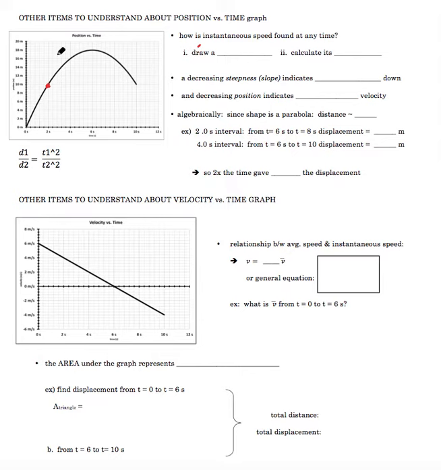So how on earth do we find the instantaneous speed? Well, it's actually a little bit complicated, but we just want to point out to you that if we were to draw a tangent line right there and find that slope, we would get the instantaneous speed.